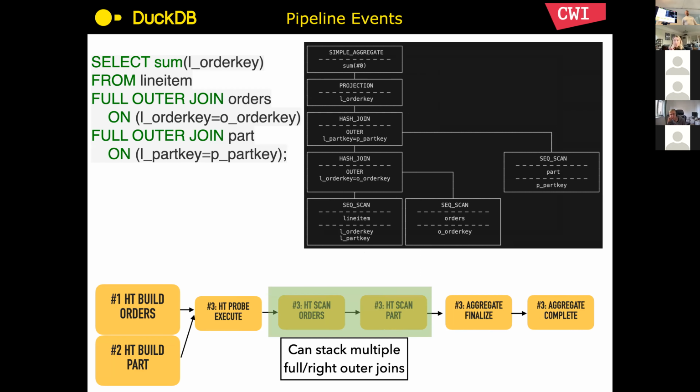And of course, you can imagine you can layer on multiple full outer joins here, right? You would just get more scans in this sequence before the sink finalize is called. And you can also combine unions with full outer joins to create a nice mess, let's say, of events.